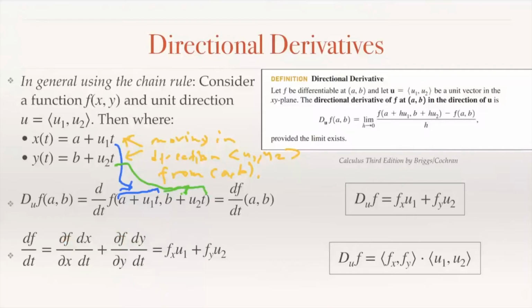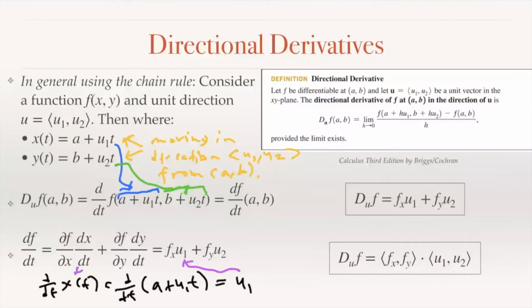But by definition, del f del x is f sub x, and dx dt, well, notice that d/dt of x of t, that's d/dt of a plus u1 t, and that's just u1. So that's where that comes from. And similarly for u2. So we wind up with this very slick formula for the directional derivative.